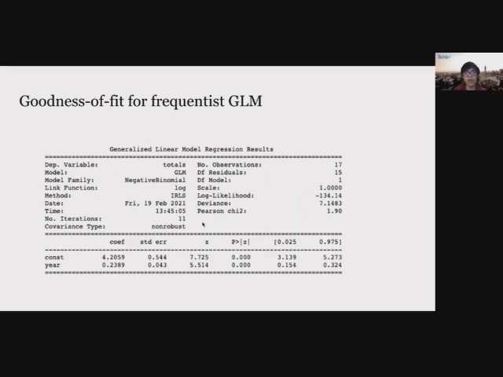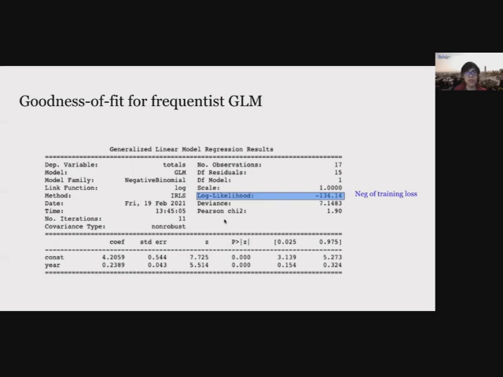In this video, I'm going to spend some time talking about these three quantities on the right-hand side: the log likelihood, the deviance, and the Pearson chi-squared. All three of these are quantities that you can use to try to evaluate the goodness of fit of your model. First, what is the log likelihood?